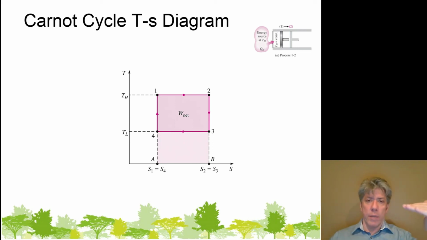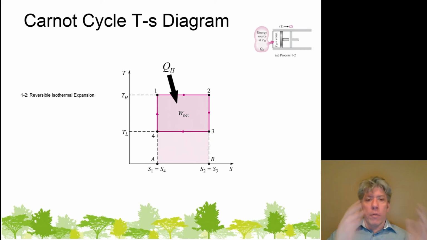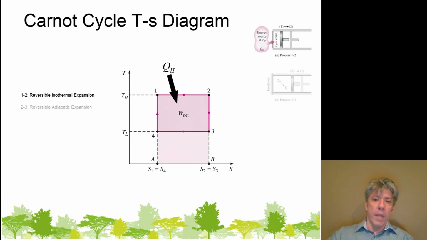Even though the temperature remains constant at TH, we're transferring heat into the system, and therefore the entropy of the system is going up even though the temperature is not. So there's our reversible isothermal expansion that's occurring with heat transfer just to maintain the temperature constant. The next process from state 2 to state 3 is an isentropic process. Well, remember, it's reversible and it's adiabatic.